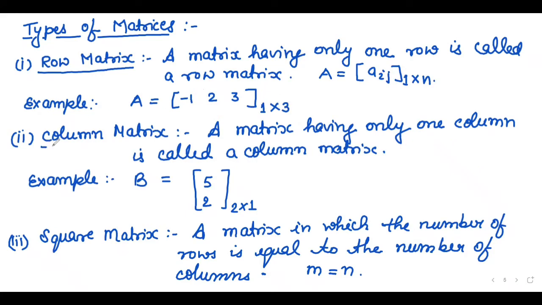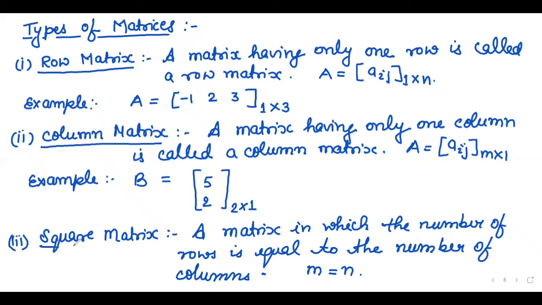Now the second type is the column matrix. A matrix having only one column is called a column matrix. We can represent it as A = [Aij] m by 1. The column will be 1. The example I'm taking here is matrix B, of 2 by 1 order, where the elements are 5 and 2, where the column is 1 and the number of rows is more than 1.